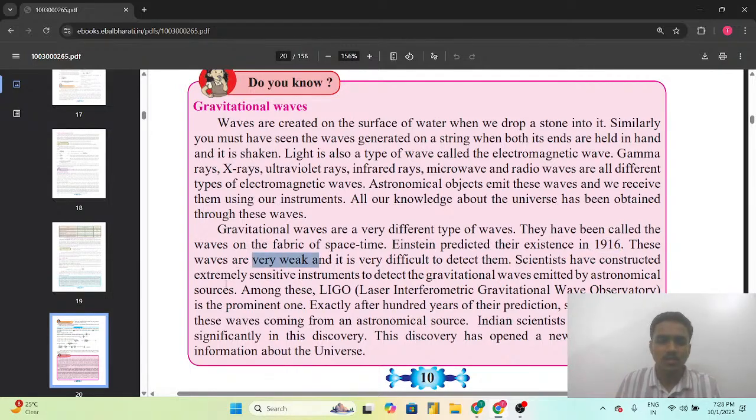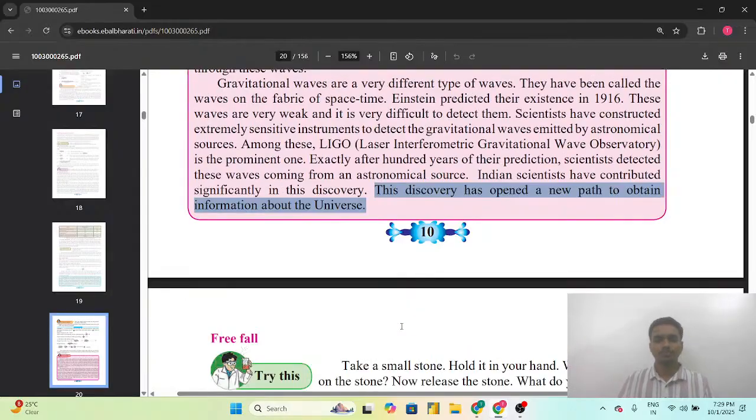Scientists have constructed extremely sensitive instruments to detect the gravitational waves emitted by astronomical sources. Among these, LIGO, that is the Laser Interferometric Gravitational Wave Observatory, is the prominent one, which was used to find the gravitational waves. Exactly 100 years after their prediction, scientists detected these waves coming from an astronomical source. Indian scientists have contributed significantly to this discovery. This discovery has opened a new path to obtain information about the universe.